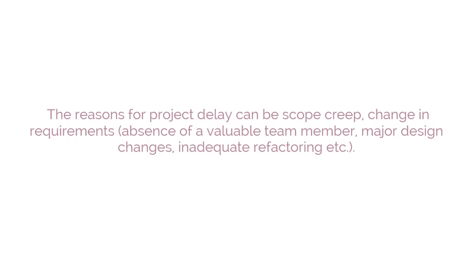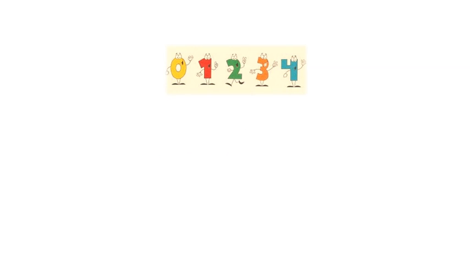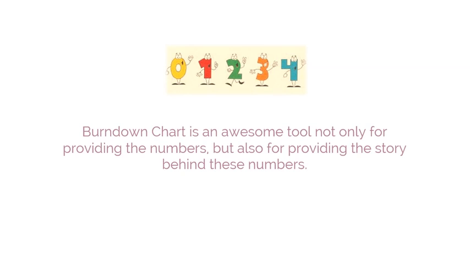The reasons for project delay can be scope creep, changing requirements, absence of a valuable team member, major design changes, inadequate refactoring, and so on. Nevertheless, the Burndown chart is an awesome tool, not only for providing the numbers, but also for providing the story behind these numbers. So in practice, a typical Burndown chart looks something like this.